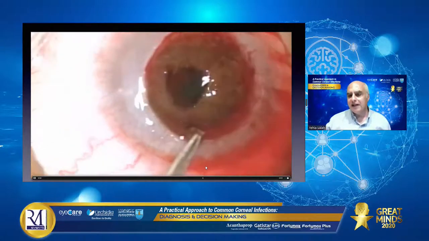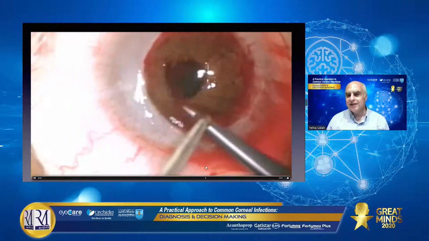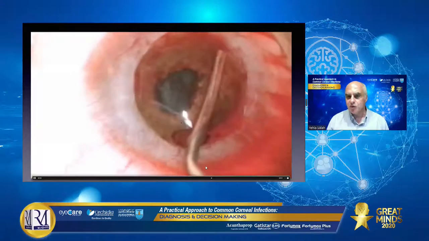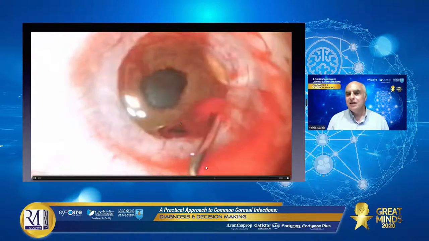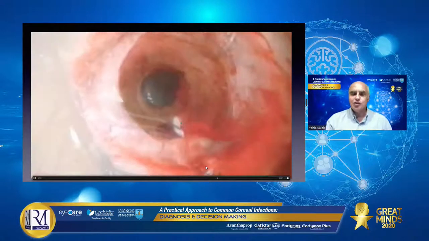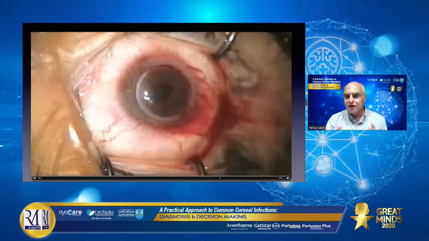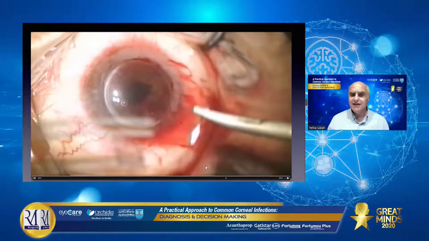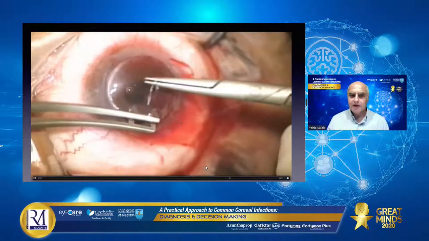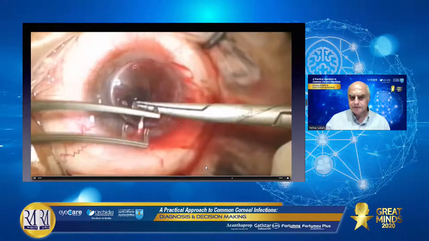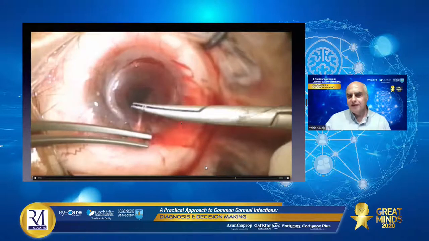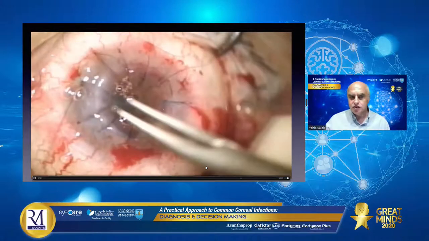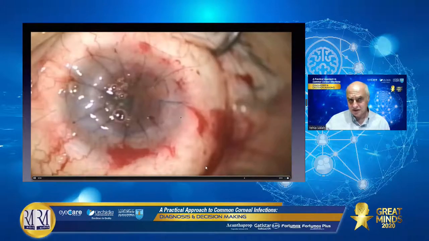Doing a peripheral iridectomy, although I'm not a fan of peripheral iridectomies, but in such cases, post-inflammatory, post-infectious, it is very important. You might need it to avoid pupillary block that can jeopardize everything. And after cleaning the anterior segment, I put the graft again, first fixing with 8-0 silk and then replaced by interrupted 10-0 nylon sutures.